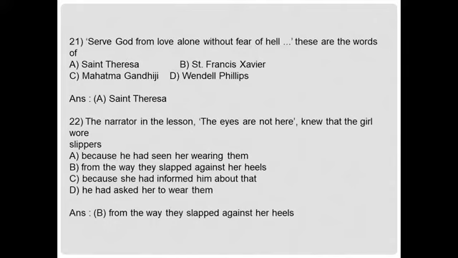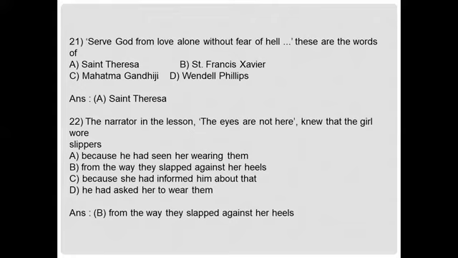Next. Serve God from love alone without fear of hell. These are the words of A. Saint Teresa, B. Saint Francis Xavier, C. Mahatma Gandhiji, or D. Wendell Phillips. And the answer is option A. Saint Teresa.